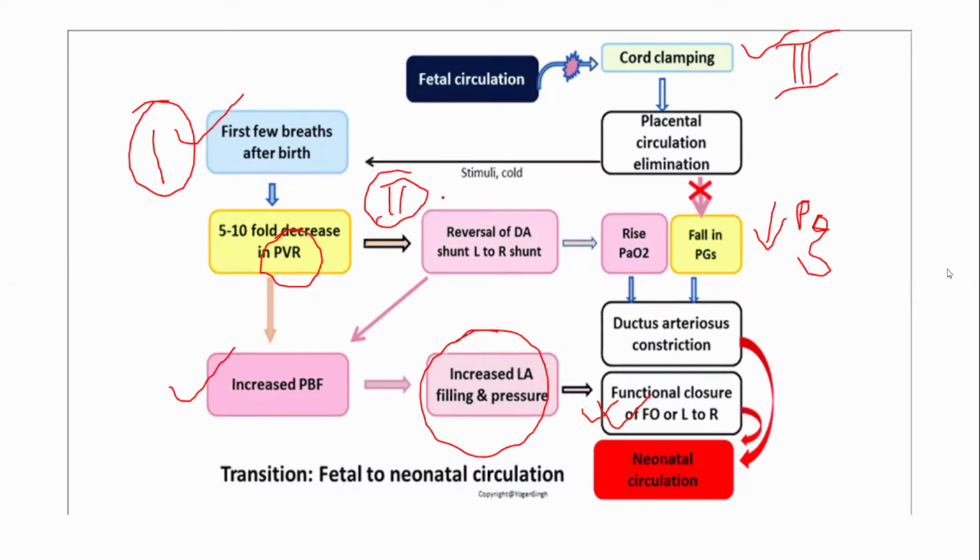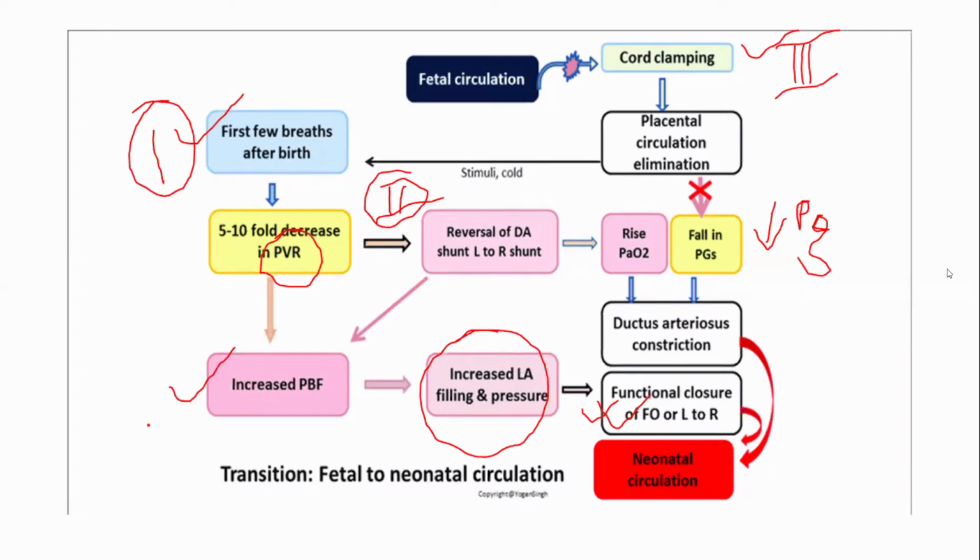We'll review it one more time. So what happens? The baby will gasp and take few breaths. So there is decrease in the pulmonary vascular resistance. And then there is increase in the pulmonary blood flow. Vascular resistance kam hune bittikai pulmonary blood flow increase huncha. So more blood will flow into the lungs, and more blood will return back into the left atrium. So left atrium pressure will increase. That causes functional closure of foramen ovale.